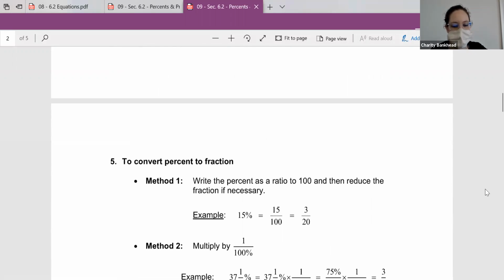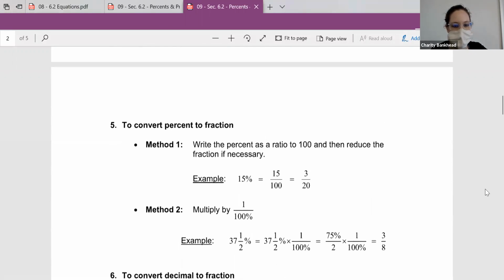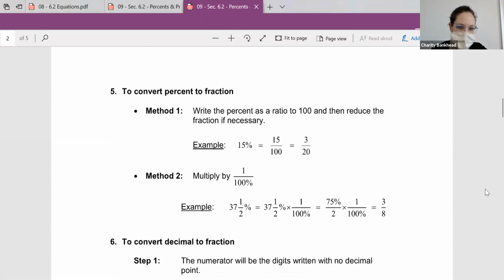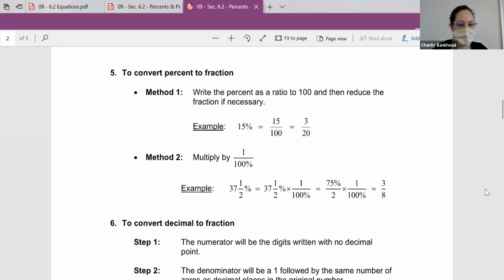And to convert a percent into a fraction, you could just convert it to a decimal, or basically 15% is the same as 15 over 100, and then you can just reduce it.